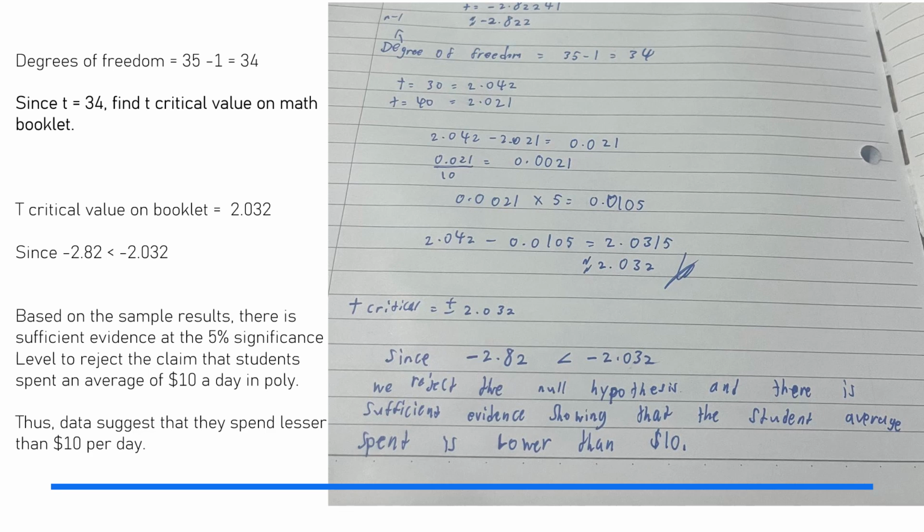And then we have to find the t-value when it's 34 on the math booklet, the critical value. So I'm not going to show the calculations, however, I found in the math booklet, you can see on the right side over here, that the t-value is equal to 2.032. And since negative 2.032 is greater compared to the t-value earlier, so the critical value is greater than the t-value, we can base our sample results on that there is sufficient evidence at the 5% significance level to reject the claim that students spend an average of $10 a day in poly. And the data suggests that they spend less than $10 per day.